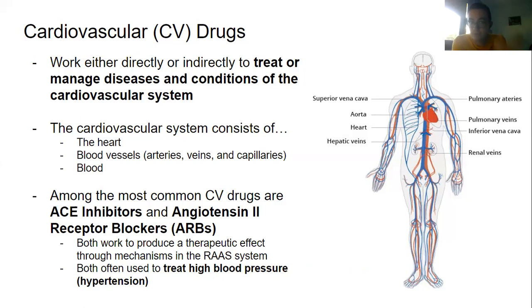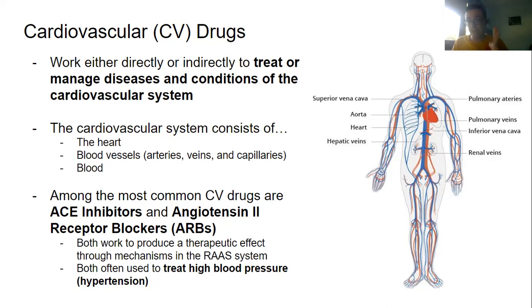They work either directly or indirectly to treat and manage diseases and conditions of the cardiovascular system. That's conditions of the heart and the veins and arteries, as well as the blood. The blood vessels, veins, arteries, I should also say capillaries as well. Those capillaries are those tiny little blood vessels that work from your extremities and transport blood into your skin and varying other places. They're sort of the midpoint between the arteries and the veins.